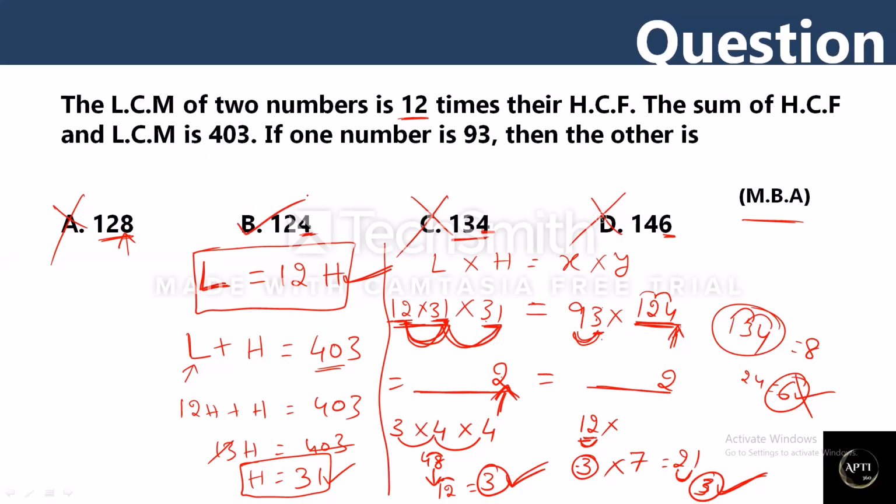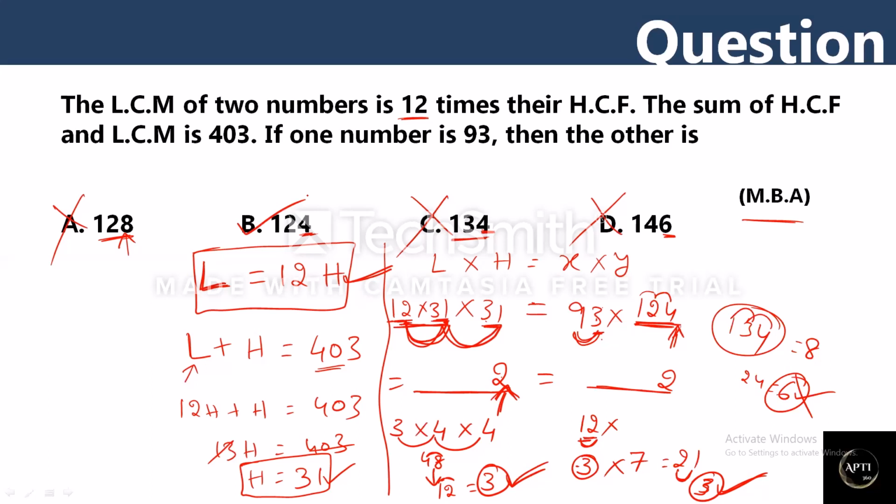I hope you all are clear with this. First you need to cross-check with the units place. At minimum you can eliminate one or two options in the exam, sometimes, depending on your luck. Three options can be eliminated directly just by using this simple logic.